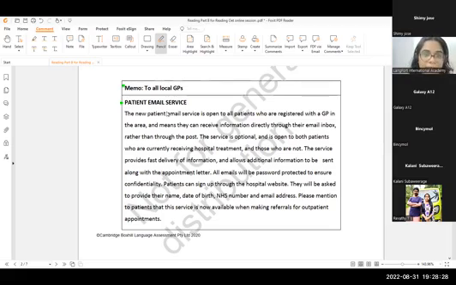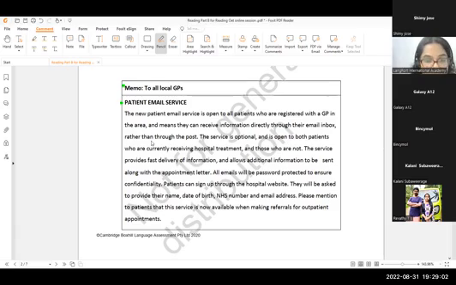Unmute yourself, Anita. Hello, Anita? Okay, that's okay. Can you read the two headings and the first sentence? Memo to all local general practitioners, patient email service. Okay, so it's a memo to all the local GPs. Local GPs means GPs in the locality. And what is the topic? Patient email service. They're talking about the email service for patients.